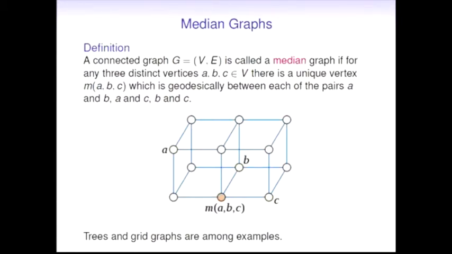Now, the third concept, I'm sorry, yet another new object: a median graph. A median graph is a connected graph such that for every three distinct vertices A, B, C, there is a unique vertex MABC, which is geodesically between every pair. Here MABC is between A and B because it's on the shortest path from A to B. It's between A and C because it's on the shortest path from A to C. And it's between B and C because it's on the shortest path from B to C, and it's unique, it's easy to check.